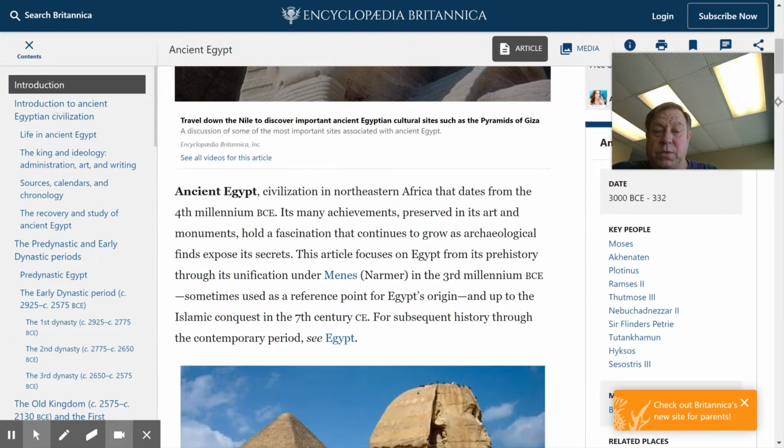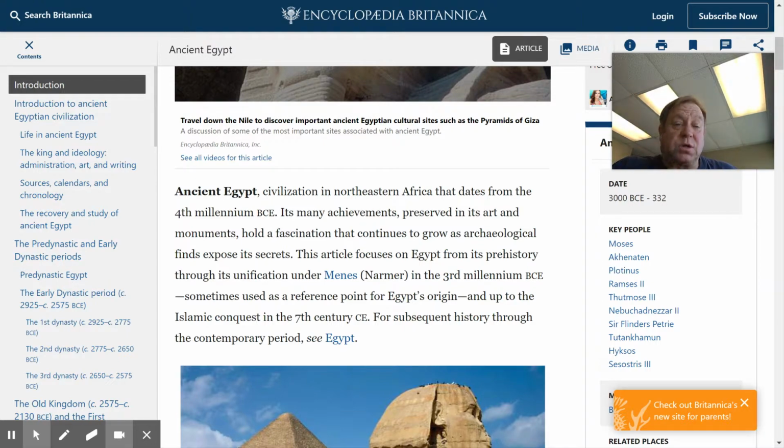And here I go. Ancient Egypt, civilization in northeastern Africa that dates from the 4th millennium BCE. Its many achievements, preserved in its art and monuments, hold a fascination that continues to grow as archaeological finds expose its secrets. This article focuses on Egypt from its prehistory through its unification under Menes, Narmer, in the 3rd millennium BCE, sometimes used as a reference point for Egypt's origin, and up to the Islamic conquest of the 7th century CE. For subsequent history through the contemporary period, see Egypt.